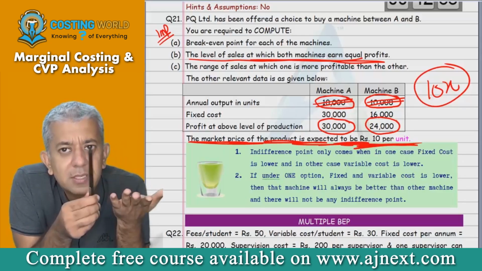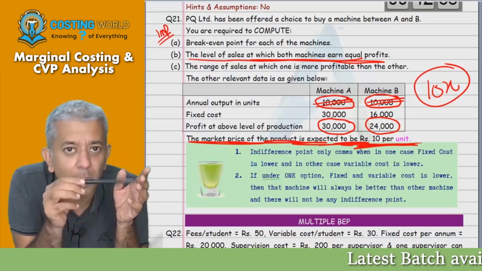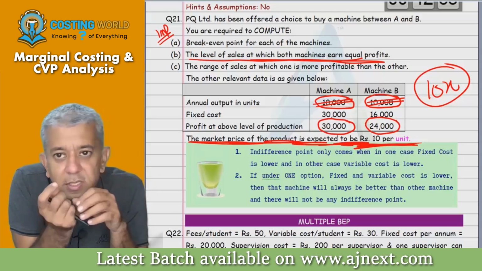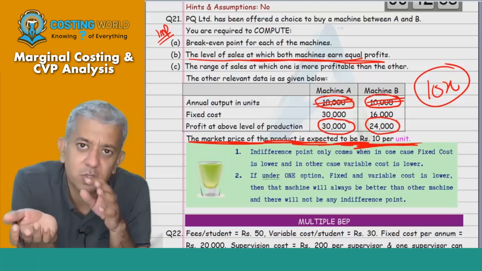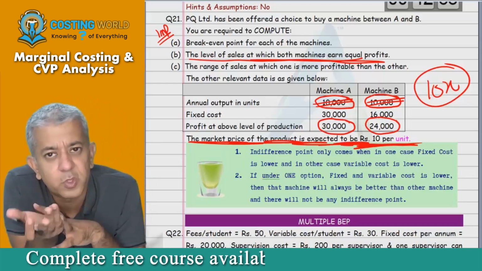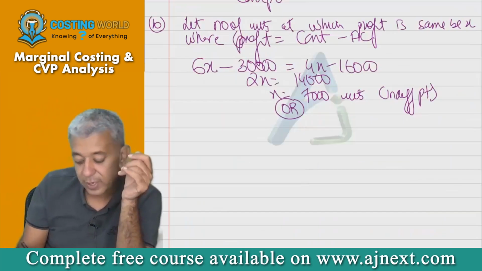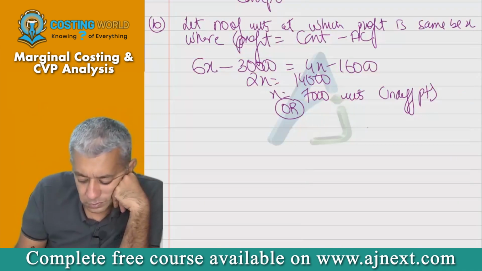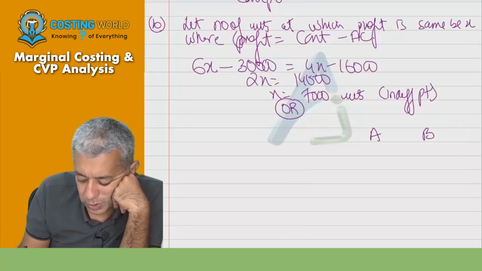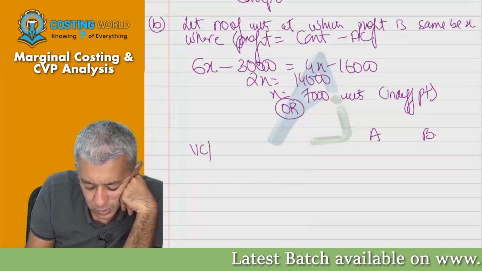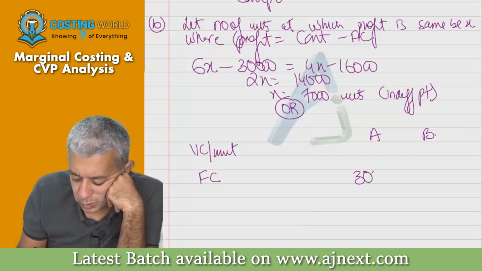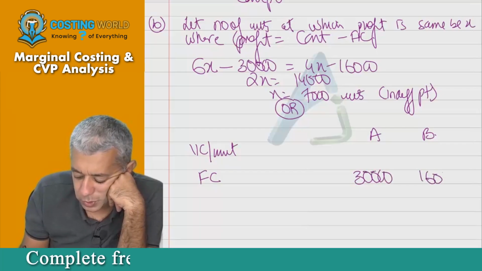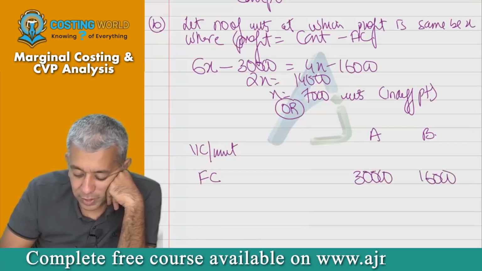Cost, no, as such. If your sales are the same, your profit will be the same when your cost is the same. And costs are of two types: one is variable cost, one is fixed cost. So instead of equating profits, you can equate costs also. Machine A, machine B. Fixed cost we all know: 30,000 and 16,000. Variable cost, from where do I get it?